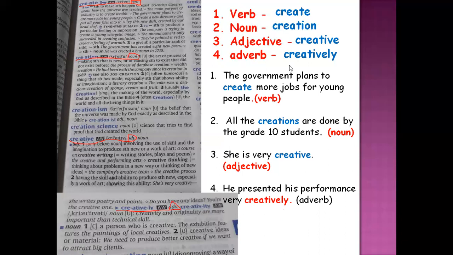Children, see how this word changes according to the word class.